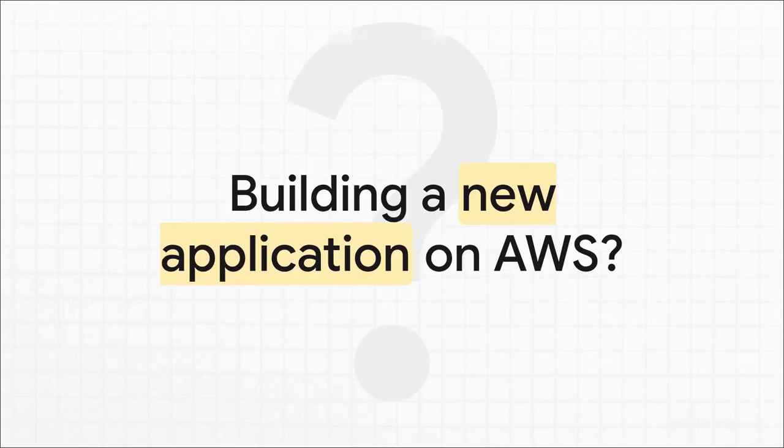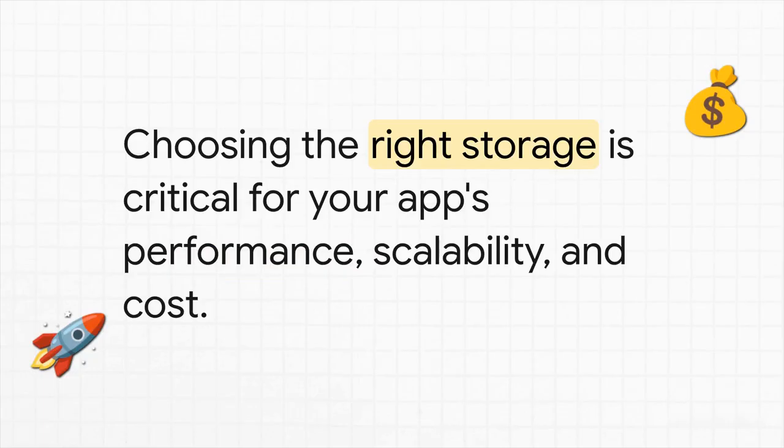Okay, so picture this. You've got this amazing idea for a new application. You're all fired up, ready to build it on AWS. But right away, you hit this massive question. Where are you going to put all the data? And this isn't just some small detail. If you get this wrong, it can absolutely crush your app's performance. It can stop you from scaling up, and it can just quietly suck your budget dry. But if you get it right, that's when you're really set up for success.